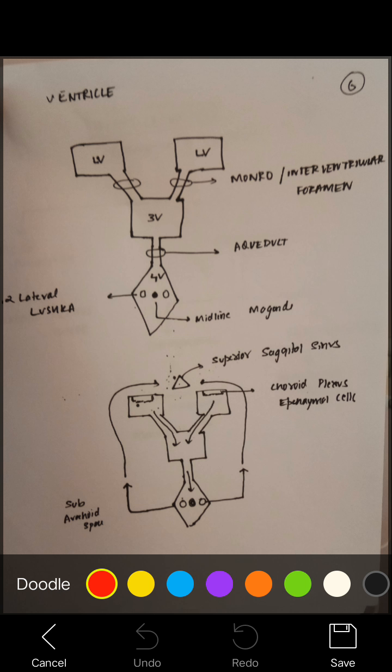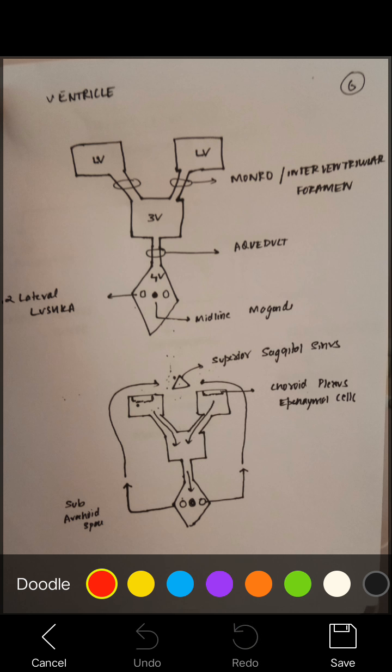Let's quickly discuss ventricles and CSF. Now, what is CSF? CSF is an ultrafiltrate of blood produced from the choroid plexus lining the ventricles. Initially CSF is produced in the amniotic fluid. Later on it is chiefly produced in the lateral ventricles, and some part of it is also produced in the third and the fourth ventricle.